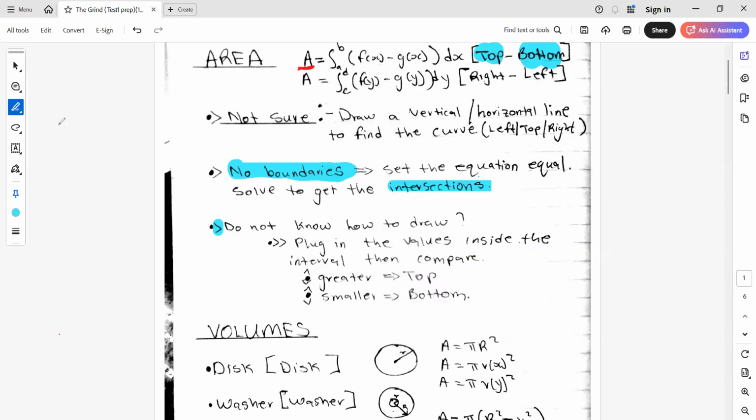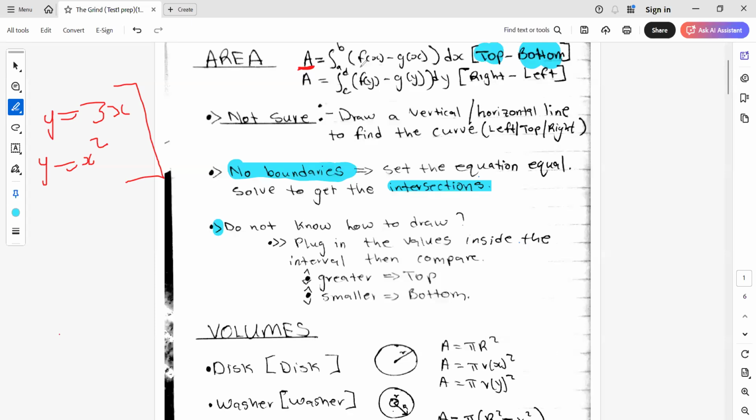So let us say we have, maybe y is equal to 3x, and then we have y is equal to, maybe x squared. Okay, these are the two curves that we have. How can I draw these curves? Let's say I don't know how to draw these curves. Now, how can I see which one's on the top and which one's on the bottom?